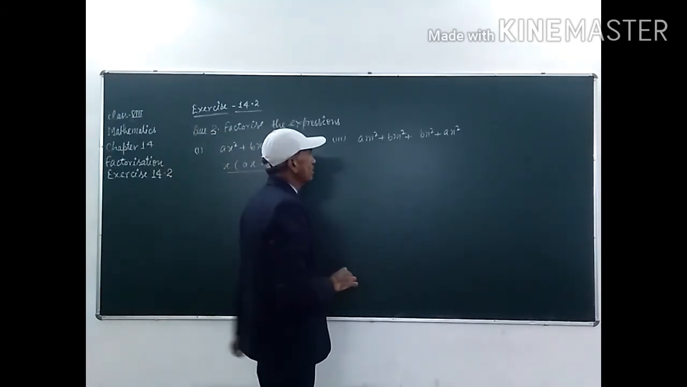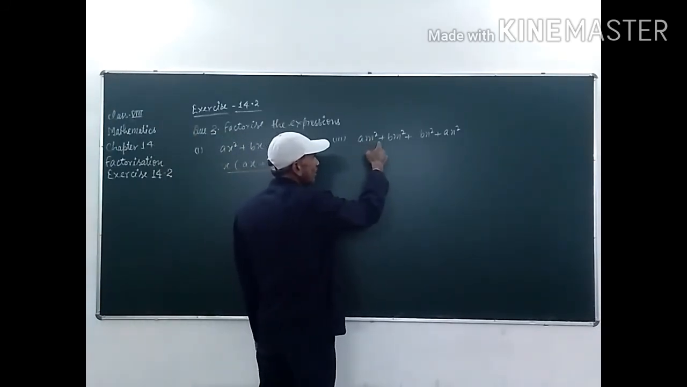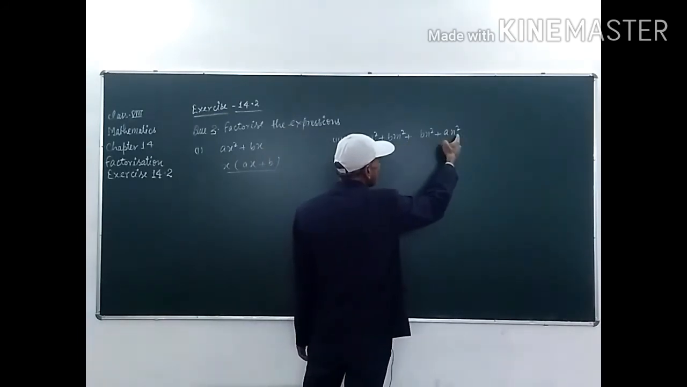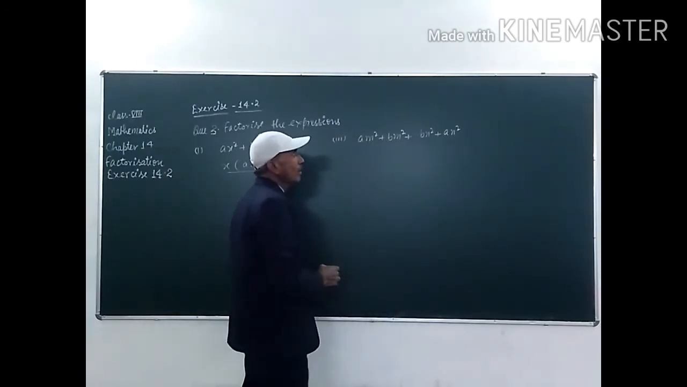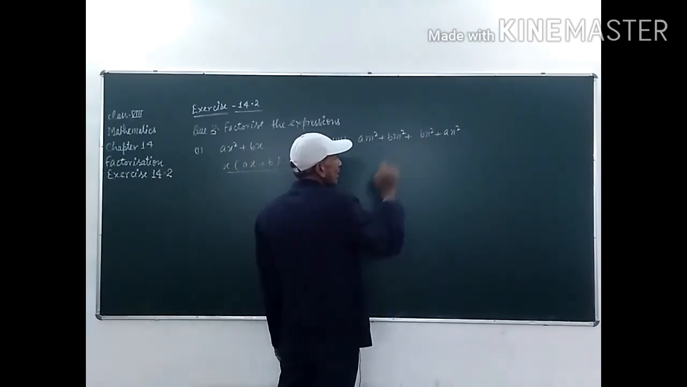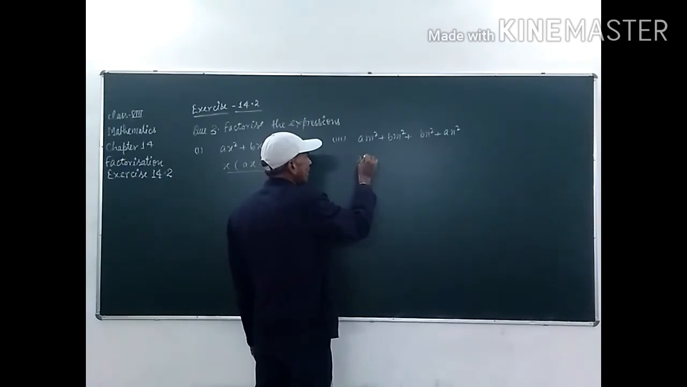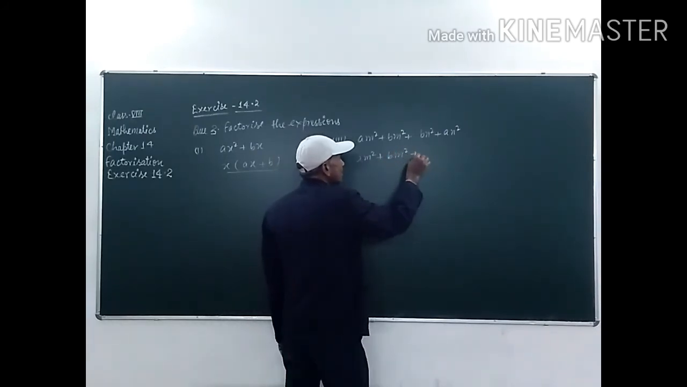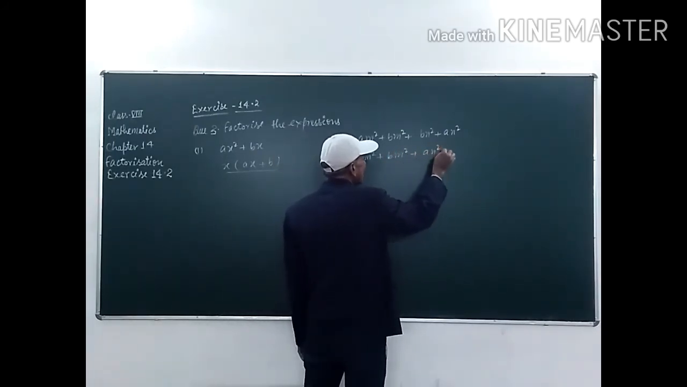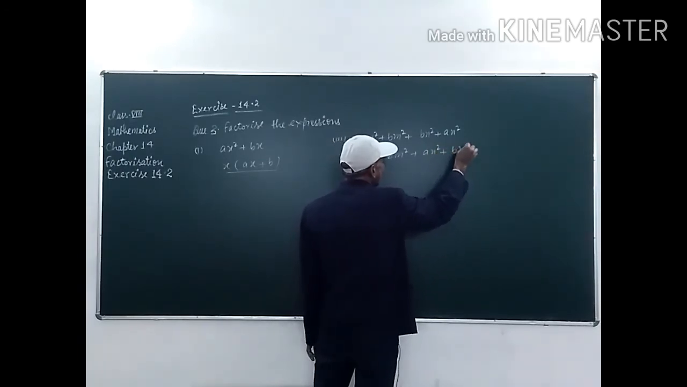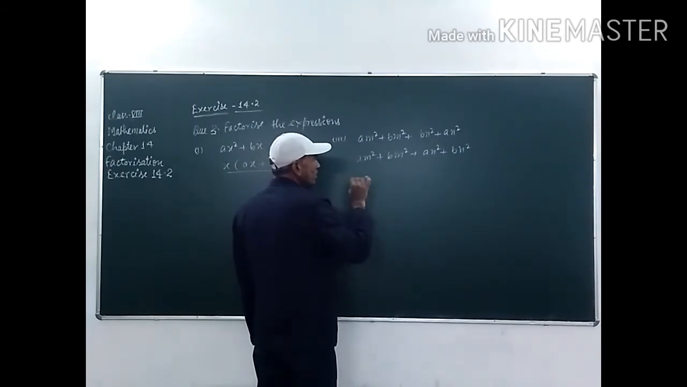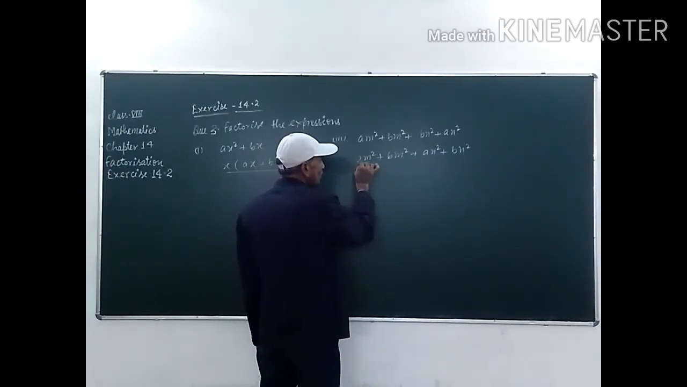Now in this expression student, this one am square plus bm square plus bn square plus an square. So first of all we have to make this in a sequence student, and it will be am square plus bm square plus an square plus bn square, and in these 4 terms we have to make pairs of 2 terms.